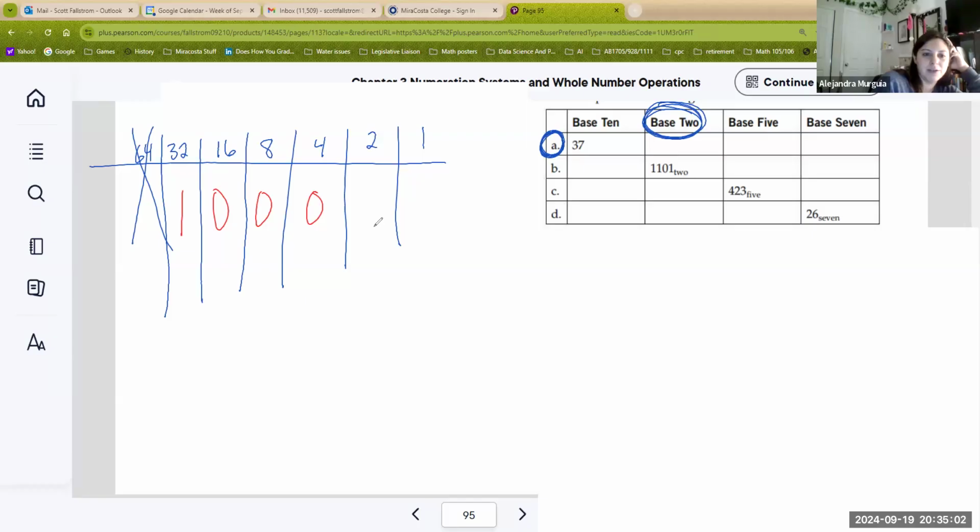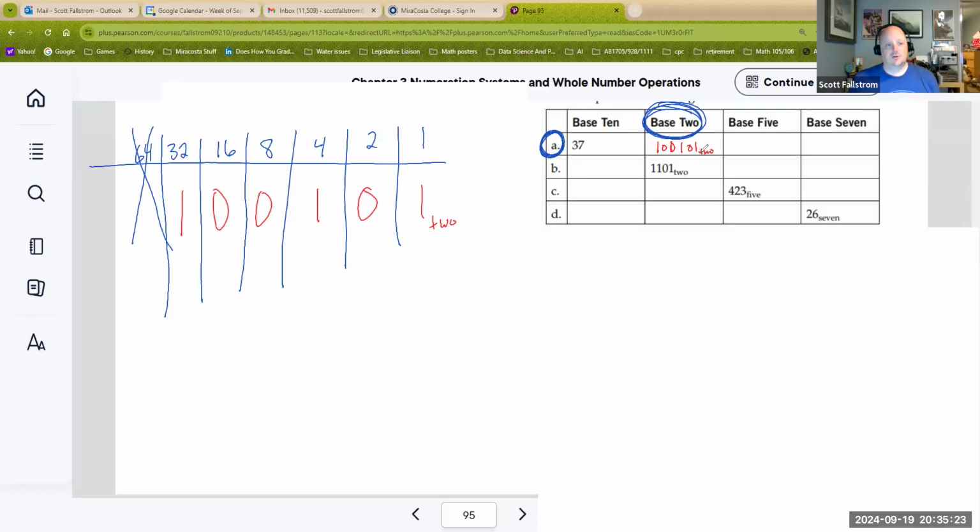Wait, okay, wait. 37 minus 32 is 5. So no groups, one group of 4. And then no groups of 2, one group of 1. And you could check it, right? Okay.